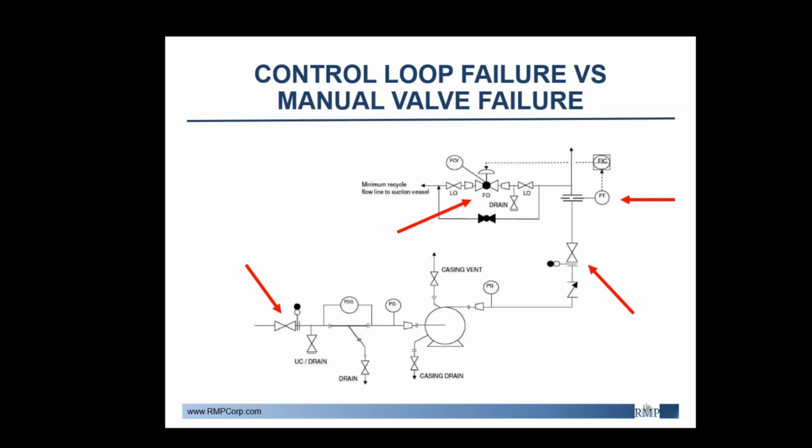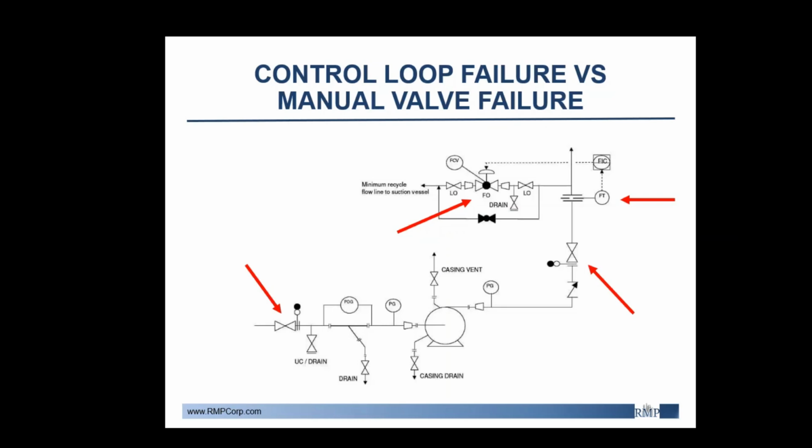Now, let us start looking at actual scenarios we may see pop up during the PHA. In this instance, we'll be taking a look at a control loop failure versus a manual valve failure, and we'll be taking a look at the differences in the safeguards that can be credited. So here we'll be taking a look at a pump failure scenario.